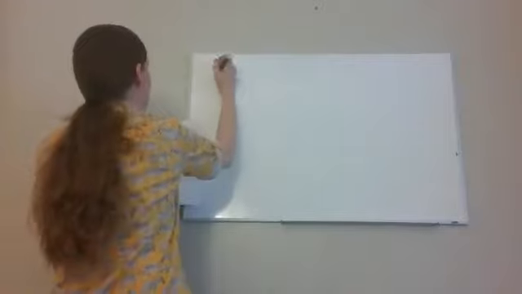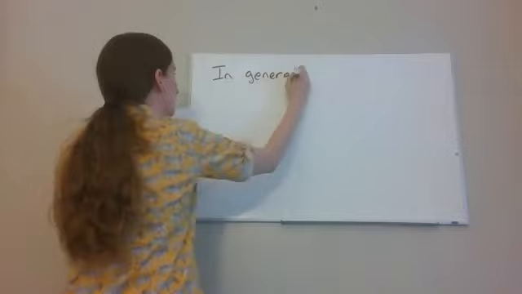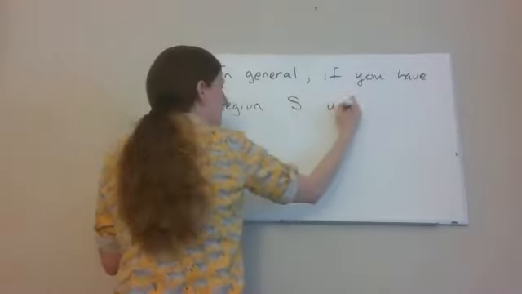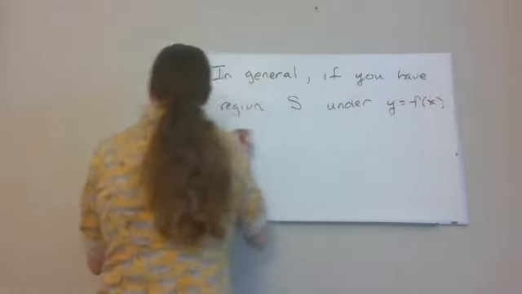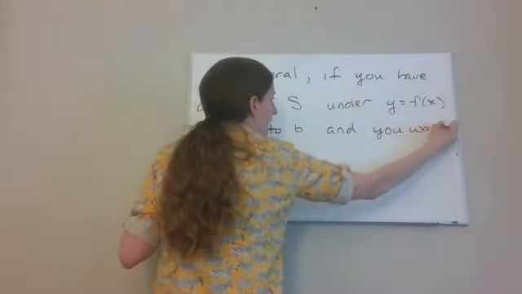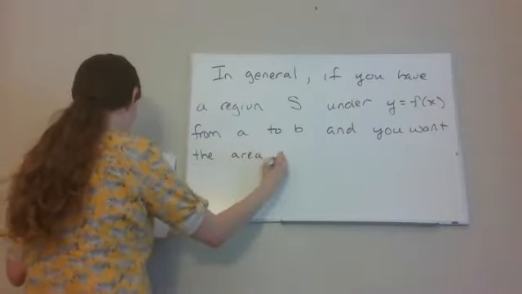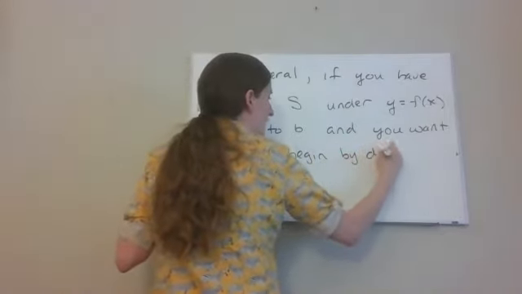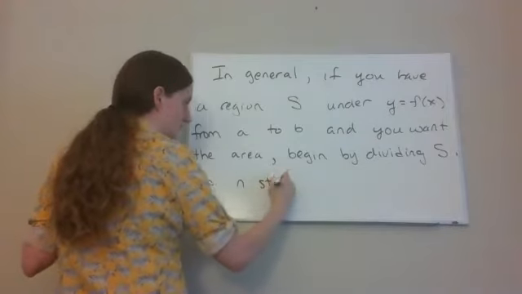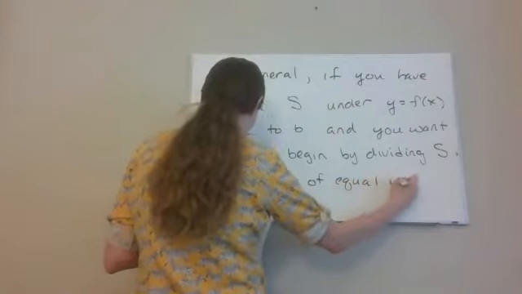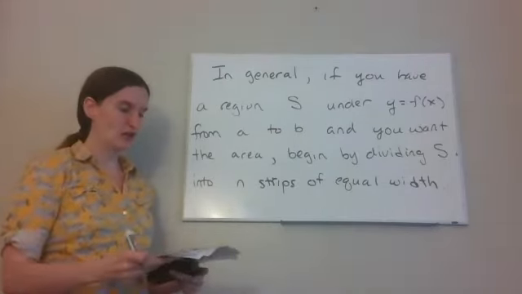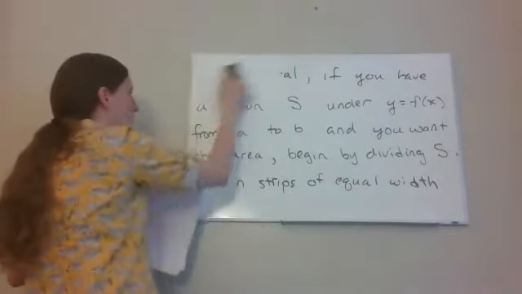In general, if you have a region that I'm going to call S, under the curve y equals f of x from A to B, and you want to find this area, begin by dividing S into n strips of equal width. So this is the same idea that we were already doing with 4 rectangles. We were using 4 strips on that. We're going to use n strips here. So let me draw a picture describing what I'm doing.